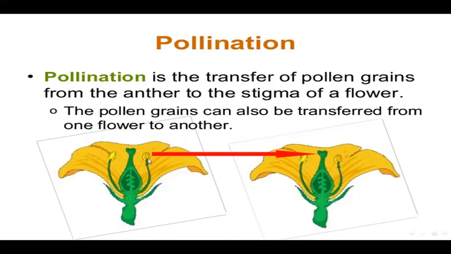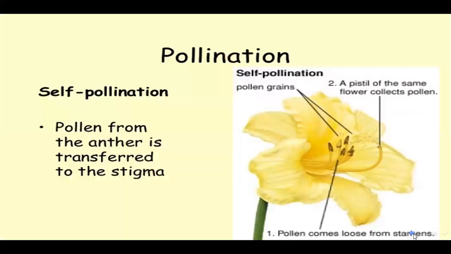See, this one is called pollen grain. So the pollen grain can also be transferred from one flower to another flower. We have two types of pollination, self-pollination and cross-pollination. First of all, here you see self-pollination. Pollen from the anther is transferred to the stigma. It is called self-pollination.